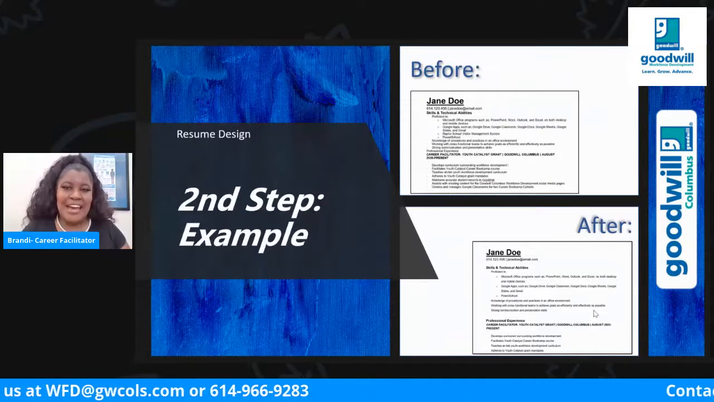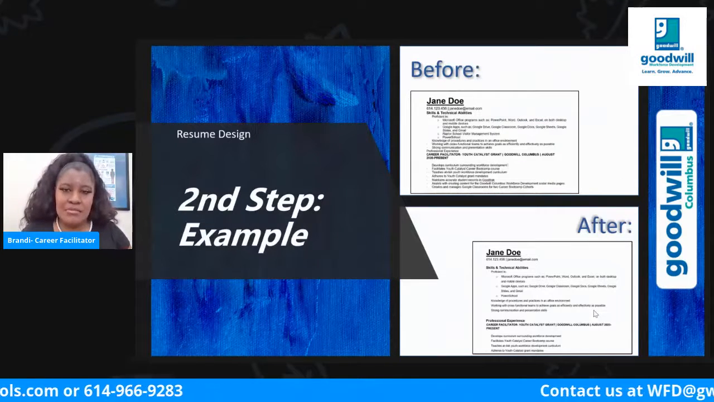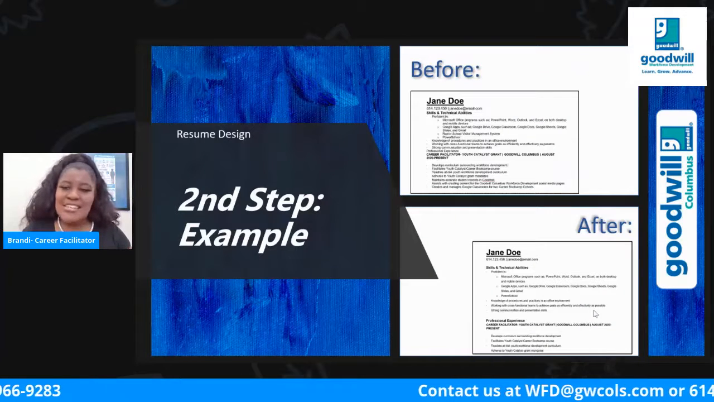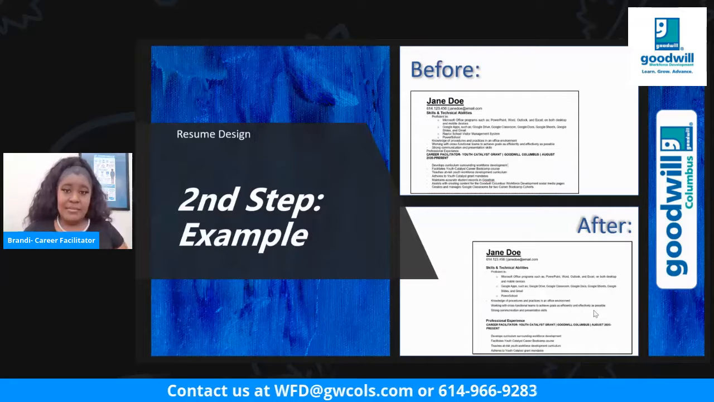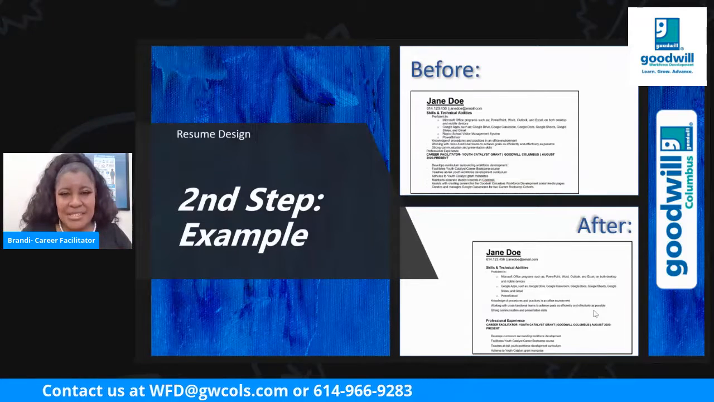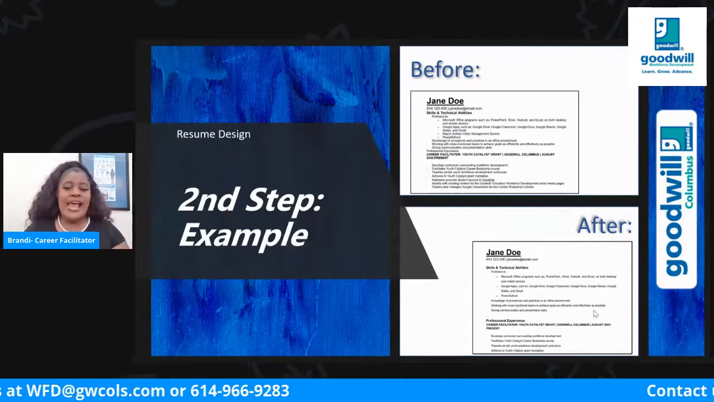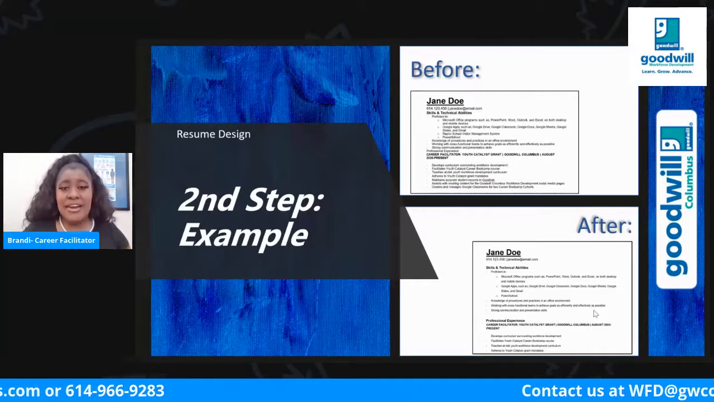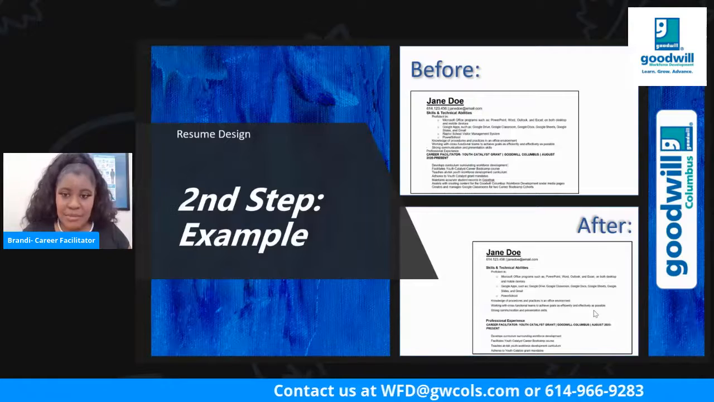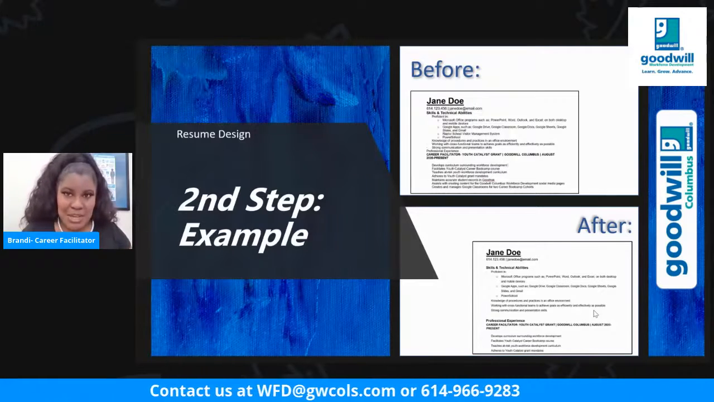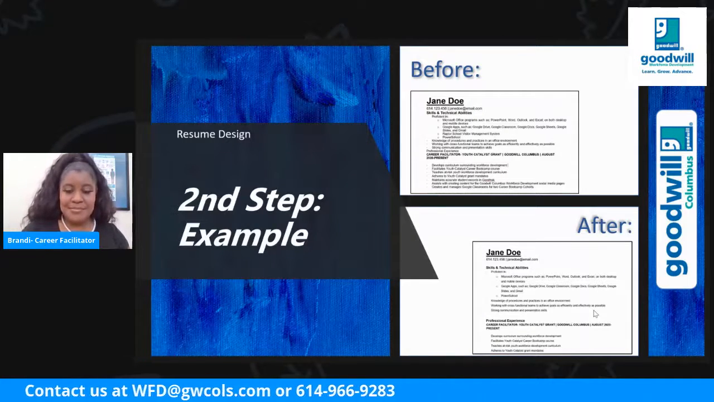Here's an example of adding white space to your resume. So before, Jane Doe doesn't have a lot of white space. Everything is meshed together and the sections aren't really separated. But in the after, you can see that she's added her 1-inch margins. There's spaces between the bullet points and spaces between the sections on her resume.